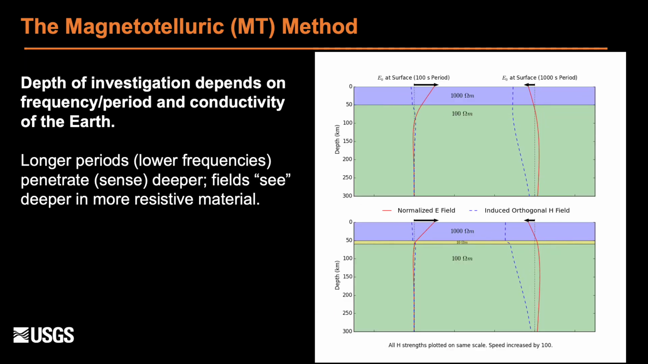These physical principles are demonstrated again here in this animation. Here I'm plotting the size of the E and H fields with respect to a normalized E field. Note that the fields diffuse down into the Earth and are attenuated over a certain length scale. Note that the length scale is shorter at a variational period of 100 seconds on the left, and longer at a variational period of 1,000 seconds on the right. In the lower panel, note the effects of the high conductivity 10 ohm meter layer.